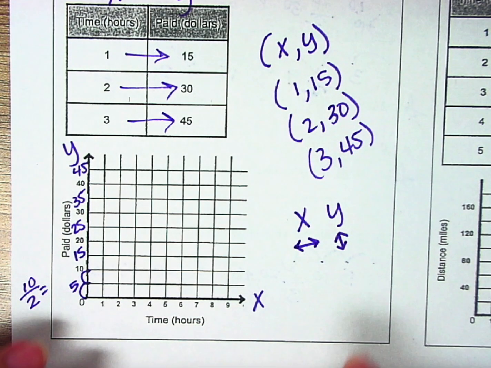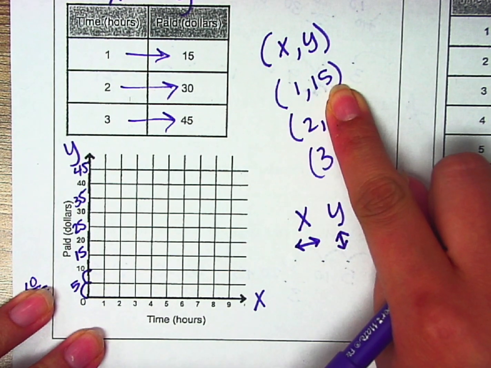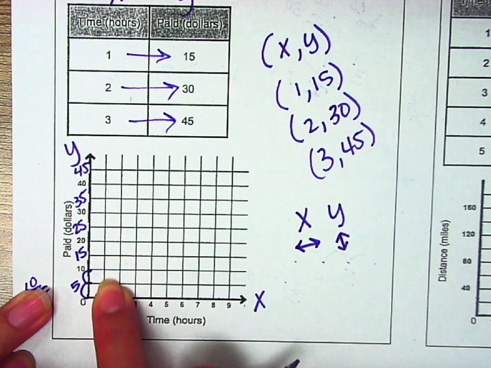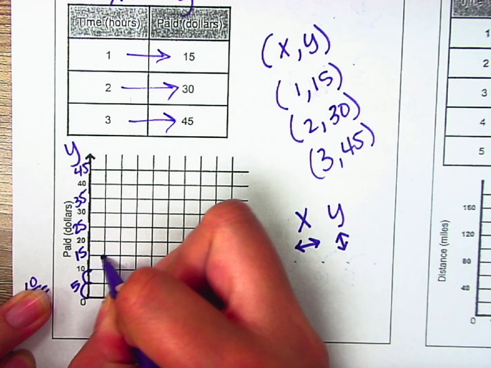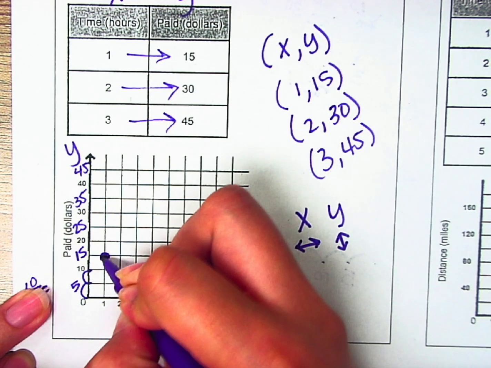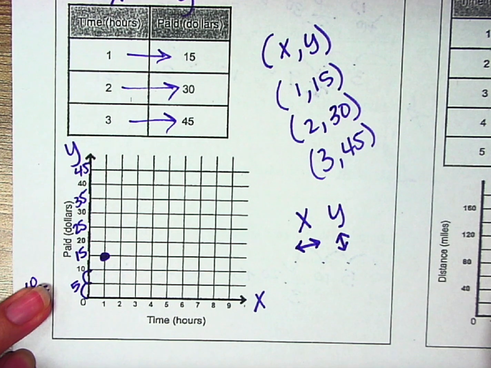So let's look. We have 1 and 15. I'm going to move my finger to the 1, and I'm going to go up to 15. And I'm going to plot my point right there. Make sure you have a nice big dot right there so I can see it.